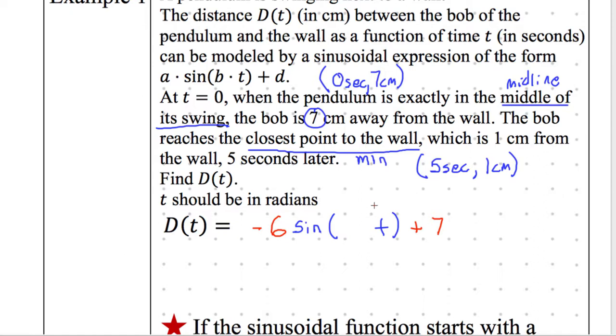All right, and our last letter, B. What does B affect, Daisy? Period. Okay, so what is our period? How are we going to find that?